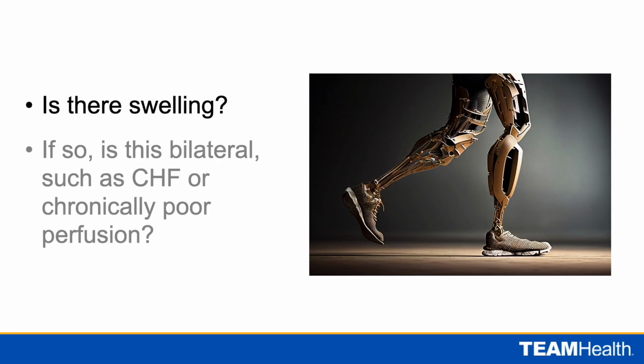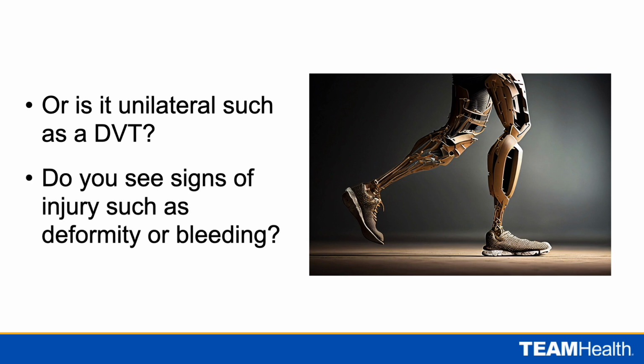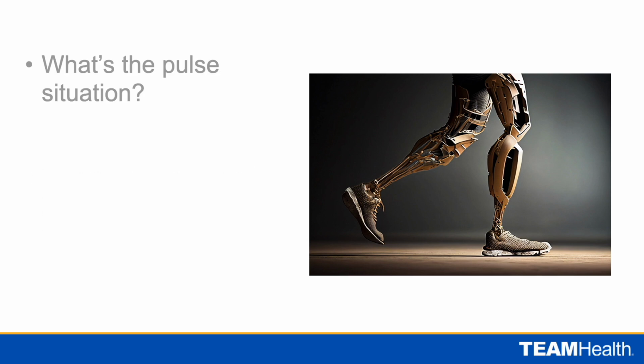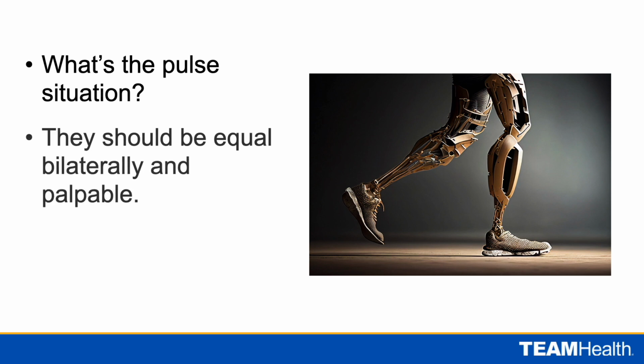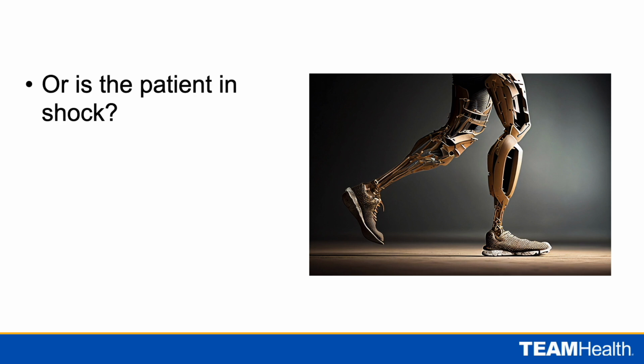The extremity exam can demonstrate some potential emergency medical conditions. For starters, the limb must be evaluated for entities which are life-threatening. Is there swelling? If so, is this bilateral, such as CHF or chronically poor perfusion? Or is it unilateral, such as a DVT? Do you see signs of injury, such as deformity or bleeding? What's the pulse situation? They should be equal bilaterally and palpable. If they aren't palpable, is it because of acute occlusion, or is the patient in shock?